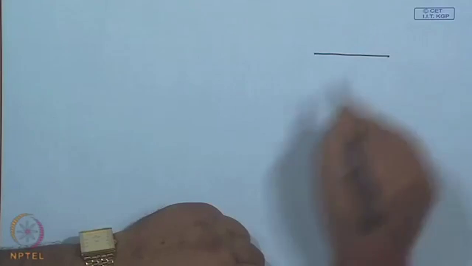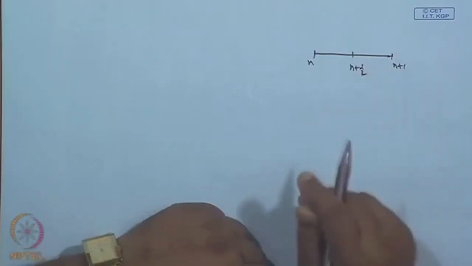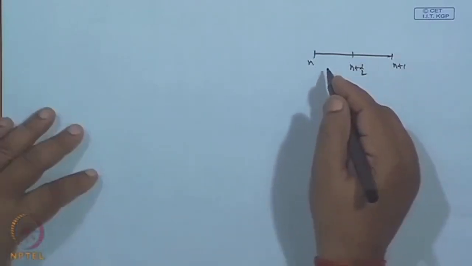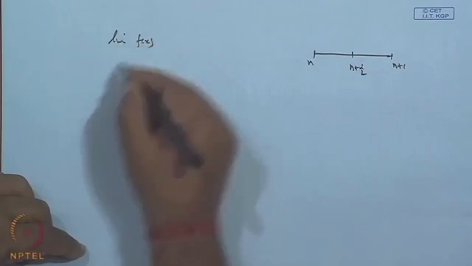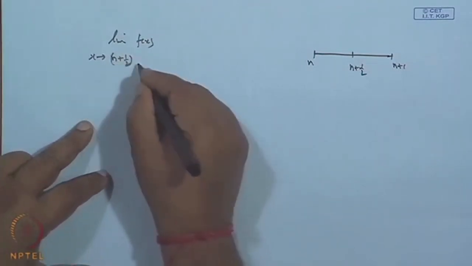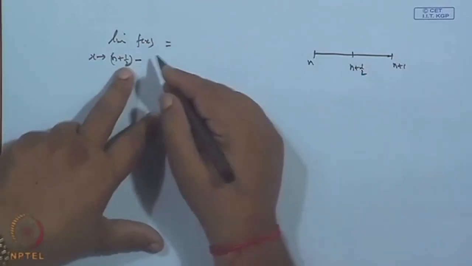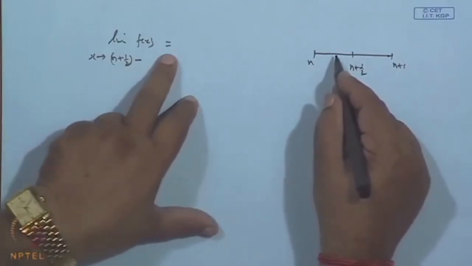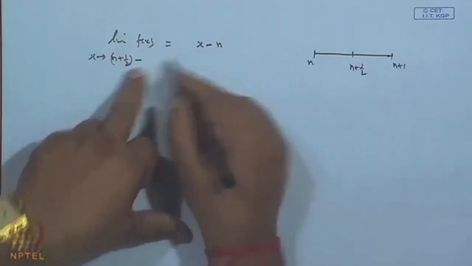Now, what we see here is, suppose I take the points n to n plus 1. Let us take this n, here is n plus 1, and here is n plus half. So what will be the left hand limit of this function at n plus half? The limit of this function f(x) when x tends to n plus half, this is the point from the negative side. From the negative side, the function will be of the x minus n type. So we get x minus n type, but x is n plus half.